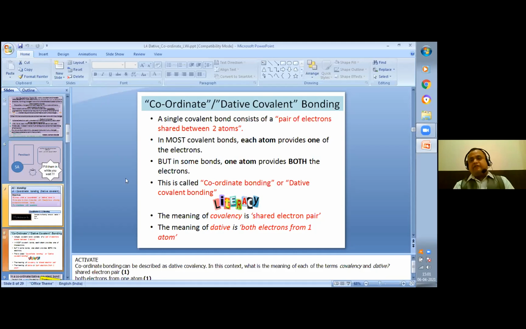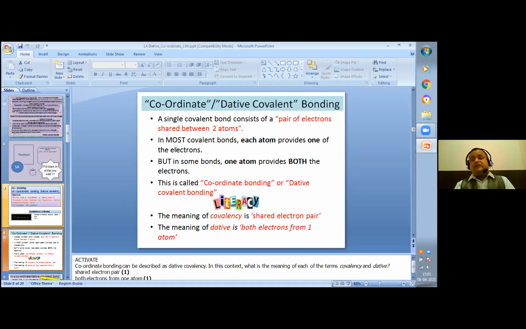A single covalent bond consists of a pair of electrons shared between two atoms, as I already told you. In most covalent bonds, each atom provides one of the electrons, but in some bonds, one atom provides both the electrons. This is called coordinate bonding or dative covalent bonding, which I have already told you. So in dative bonding, one is the donor and another is the acceptor.